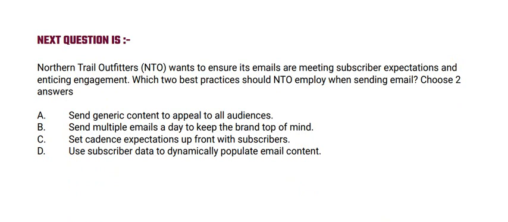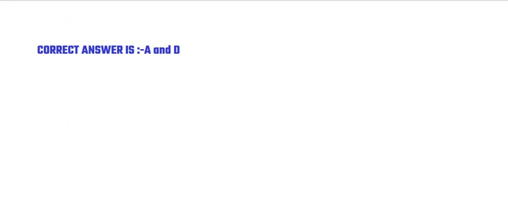Option B, send multiple emails a day to keep the brand top of mind. Option C, set cadence expectations up front with subscribers. And option D, use subscribers' data to dynamically populate email content. The correct options are A and D.